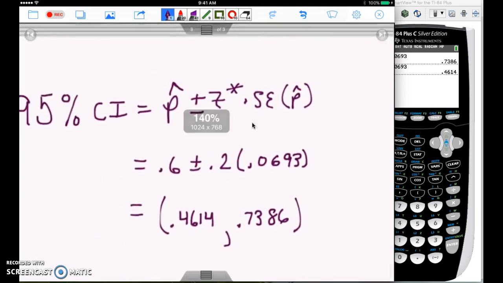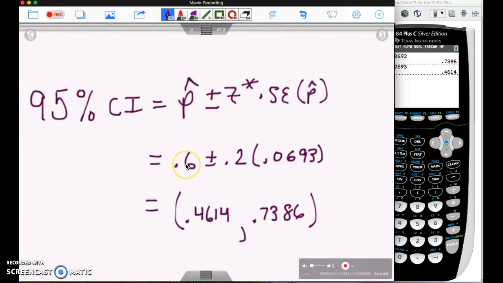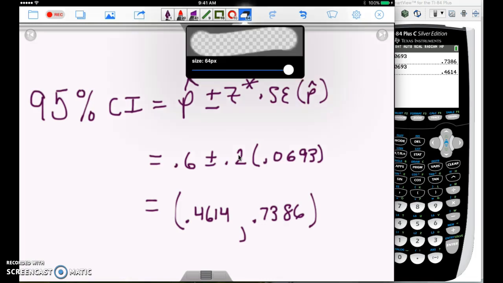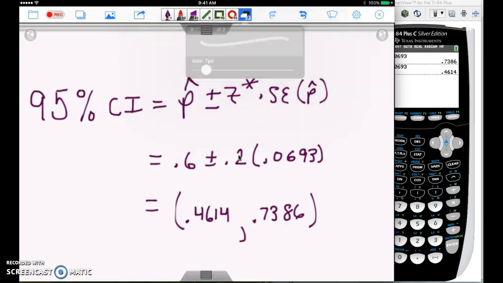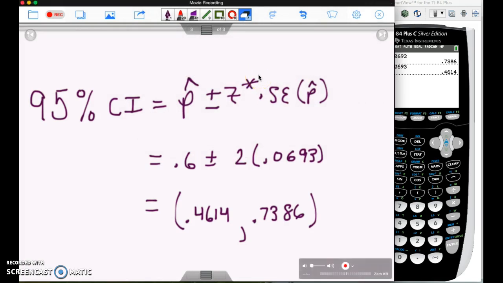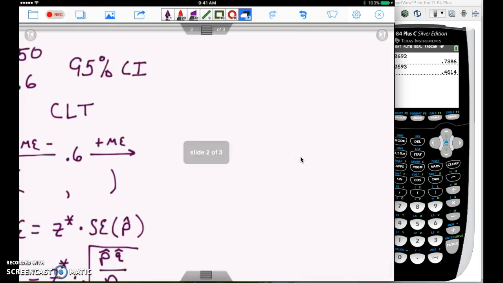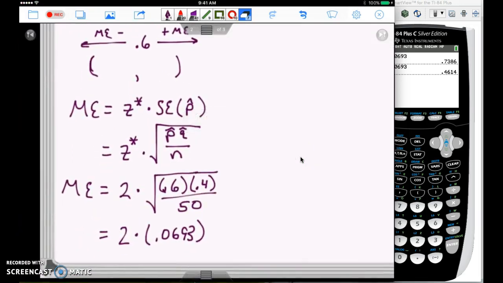For a 95% confidence interval, we're going to put in our sample proportion, which is 0.6, our Z critical value, that should not be a 0.2. Let me fix that quickly. There we go. So we're looking at our sample proportion plus or minus our Z critical based on 95% confidence interval times our standard error. And that standard error is exactly the same standard error that we would have come up with on the previous slide, where we calculate the standard error and we ended up with that value.